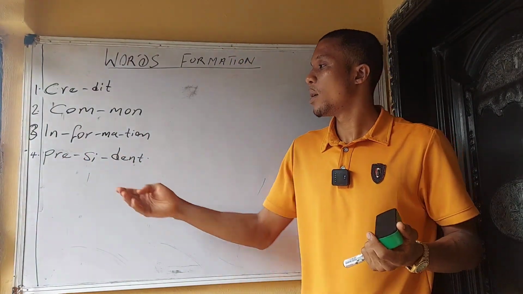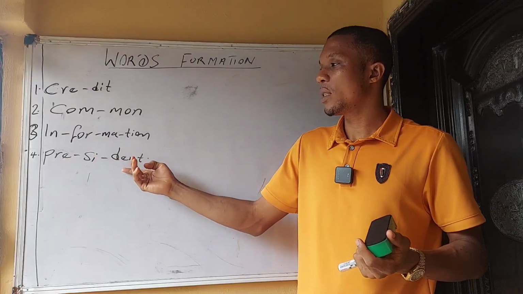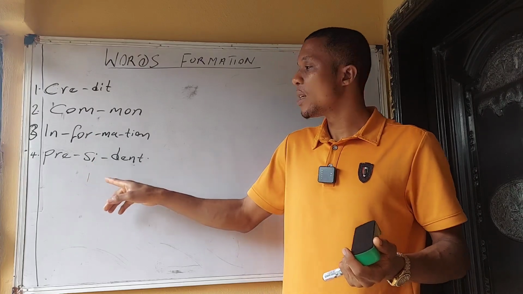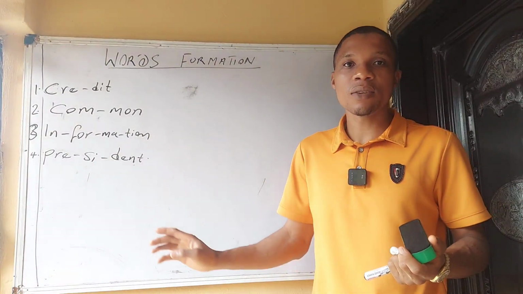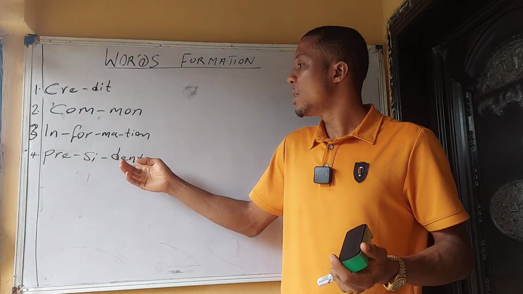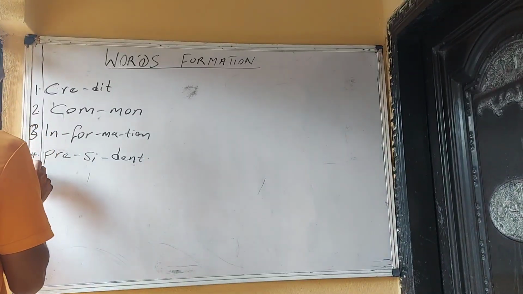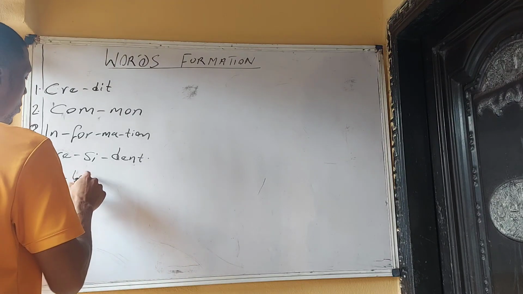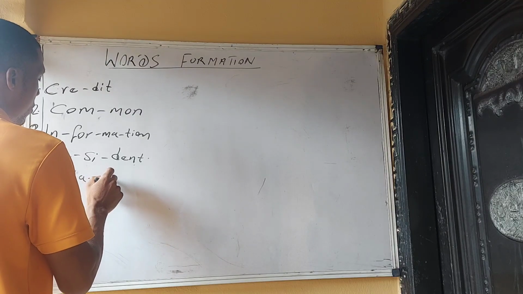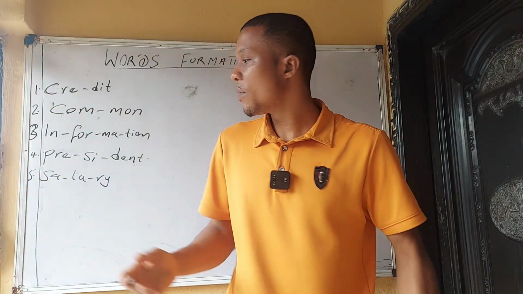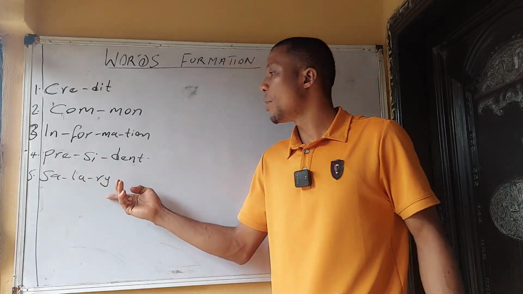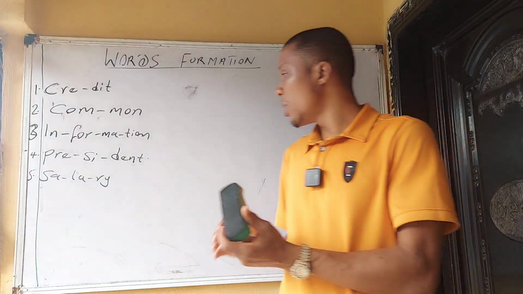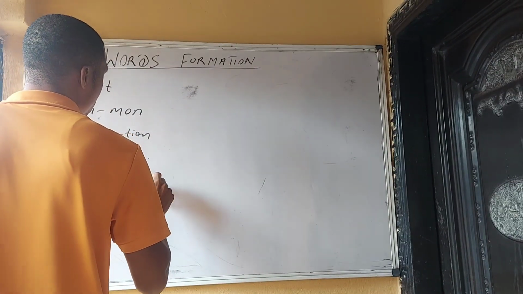Number 4, precedent. From our previous class, you know that this is pre, this is ce, and this is dent. Precedent. Number 5 is salary. Normally, this is how salary is supposed to be spelled. Salary.